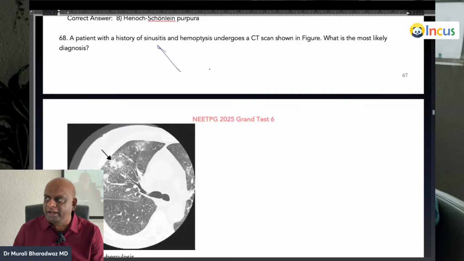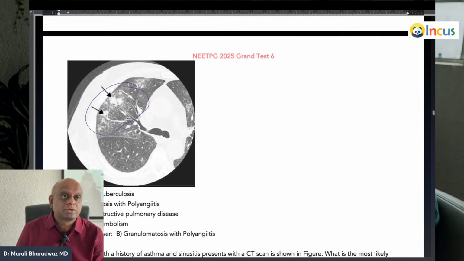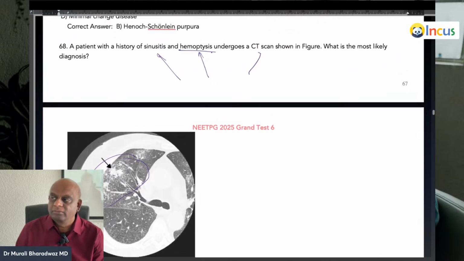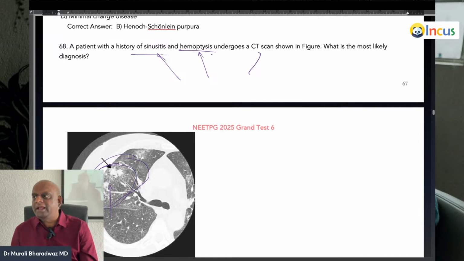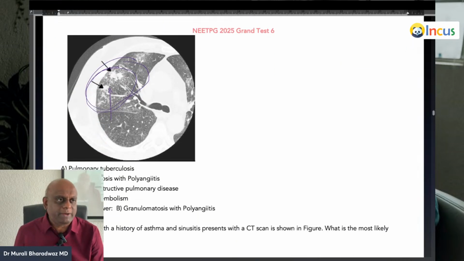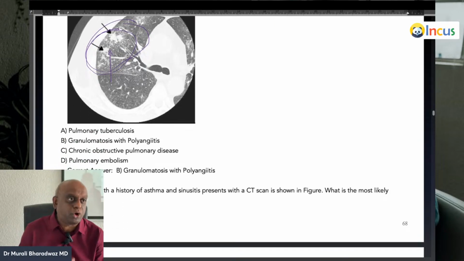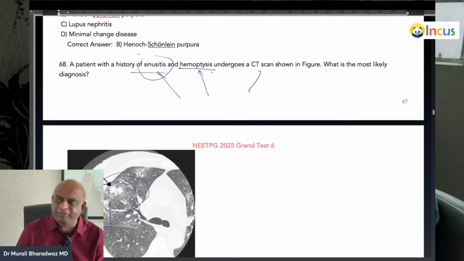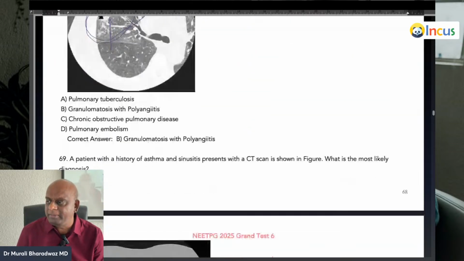A patient has a history of sinusitis and hemoptysis. CT is being done. What is your diagnosis, doctor? So hemoptysis means lower respiratory involvement. These are vasculitic alveolar hemorrhages, typically seen in Wegener's granulomatosis, also called granulomatosis with polyangiitis: upper respiratory involvement, lower respiratory involvement, renal involvement. The combination is called Wegener's. So the presence of sinusitis is a feature of upper respiratory involvement.